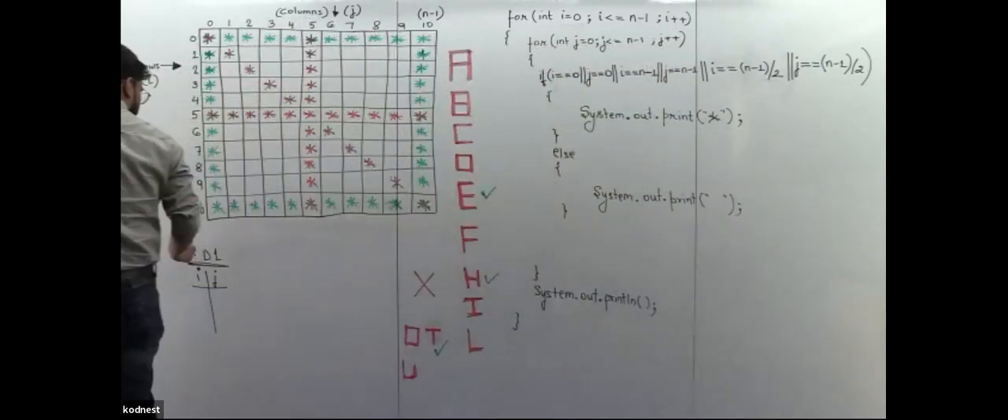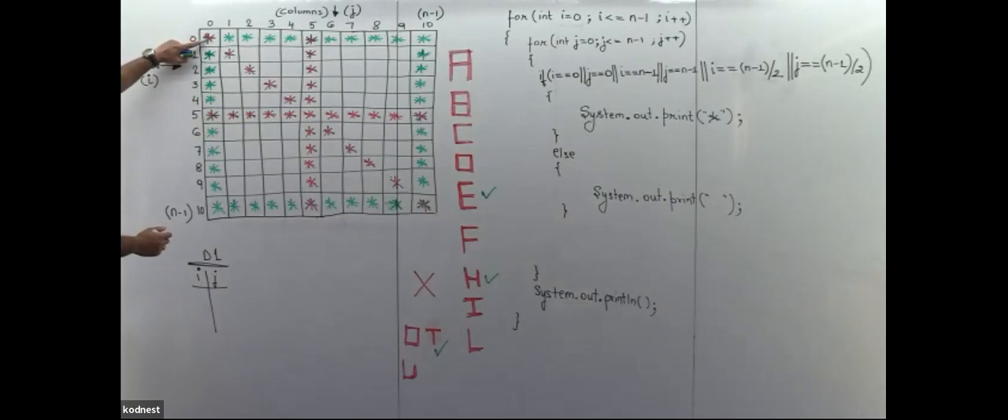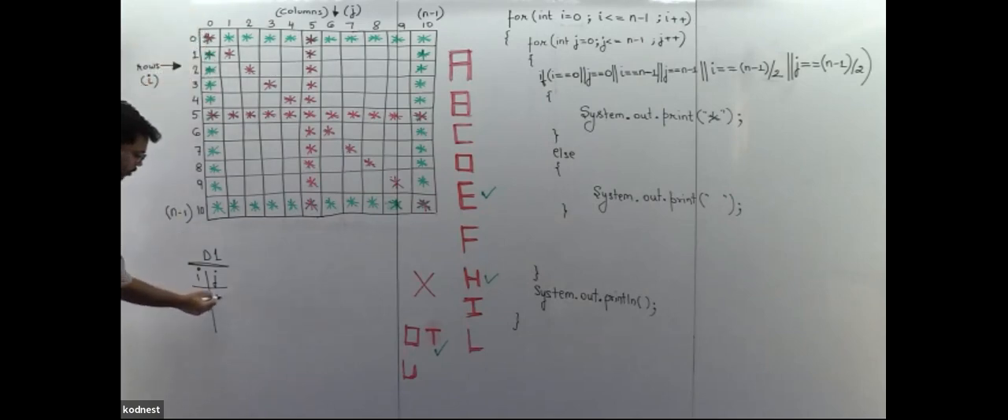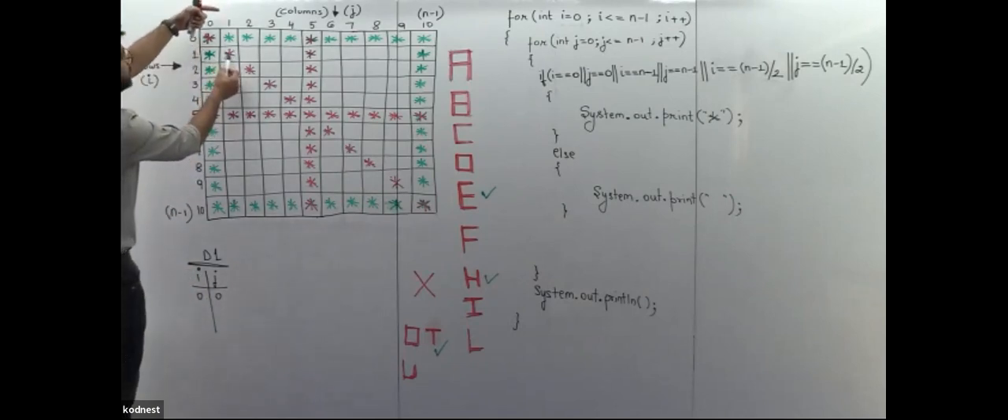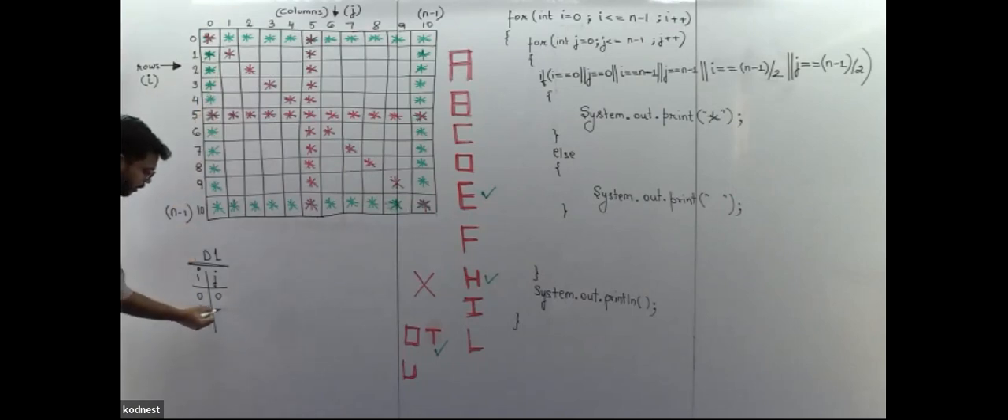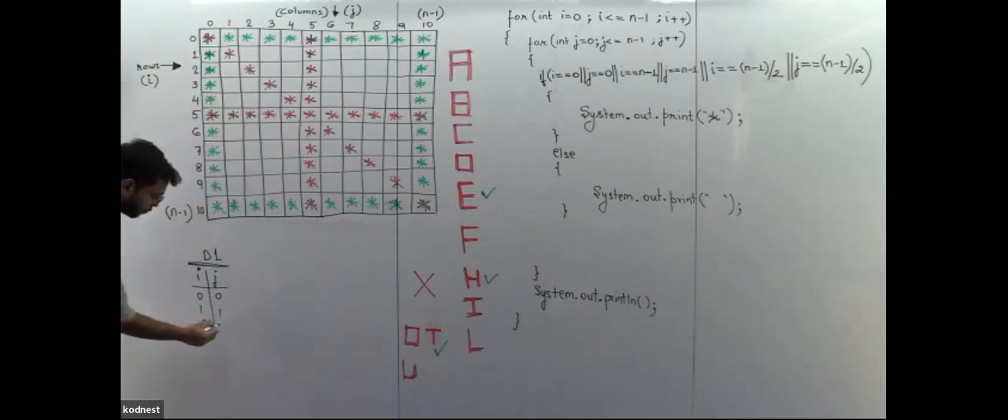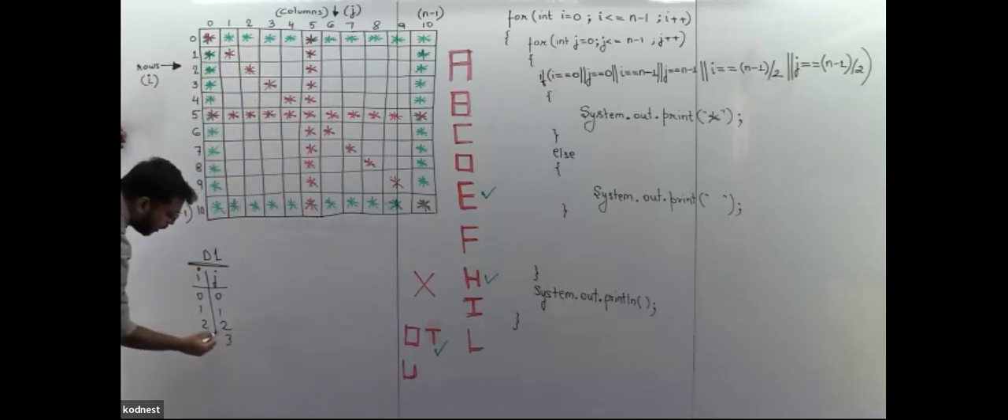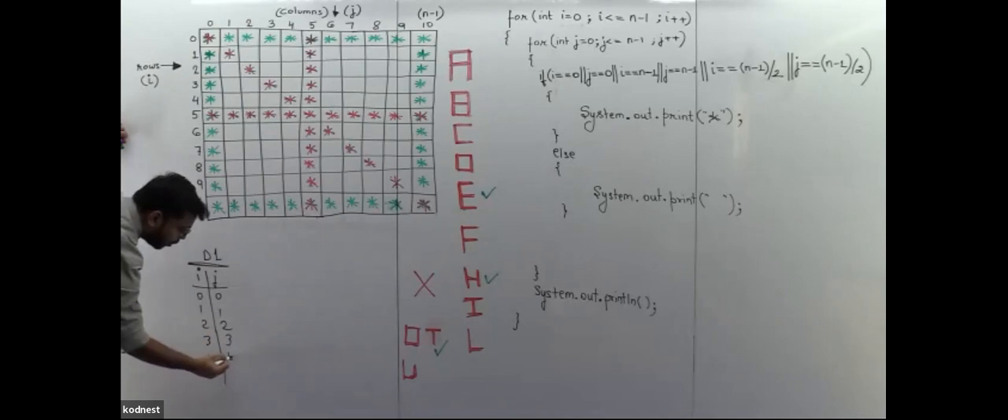For this D1 diagonal, this is the first star. What is the value of i? What is the value of j? The value of i is 0, and the value of j is 0 for this particular star. Next, for this star, what is the value of i? 1. What is the value of j? 1. For this star, the value of i is 2, and the value of j is 2. For this star, the value of i is 3, and j is 3. For the next star, it will keep going on like this.